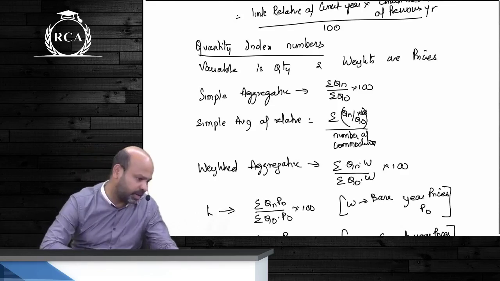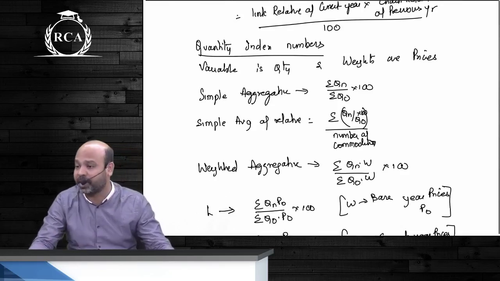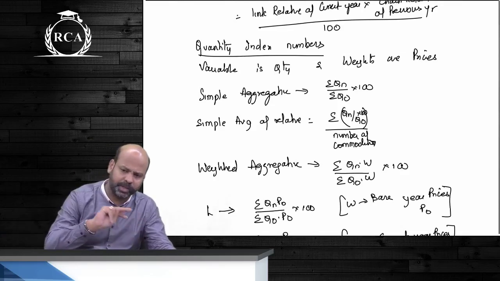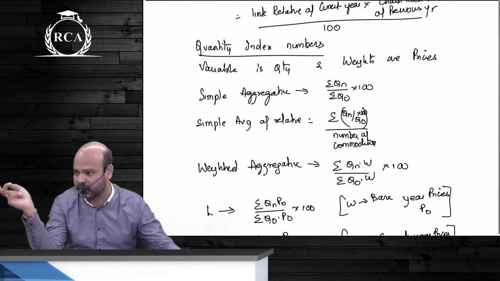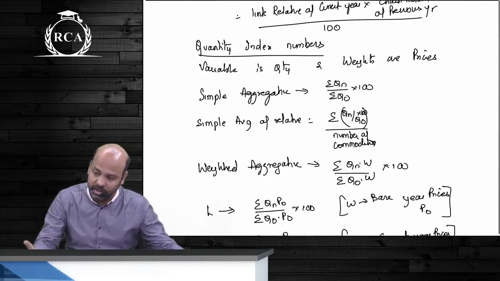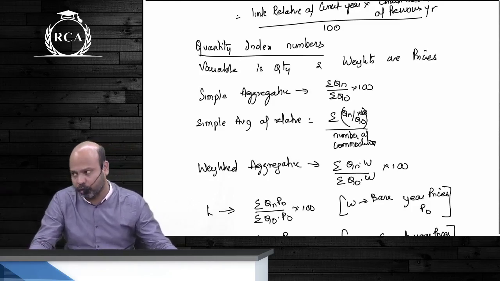And if quantities are being considered as variable, the weights should be prices. So whatever formulas you read earlier, beta, take the opposite. In place of prices, you will take quantities. In place of quantities, you will take prices. Be careful in the examination whether the requirement is to compute price index number or quantity index number.